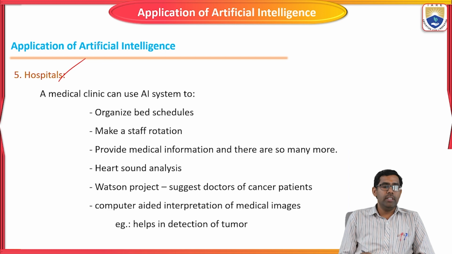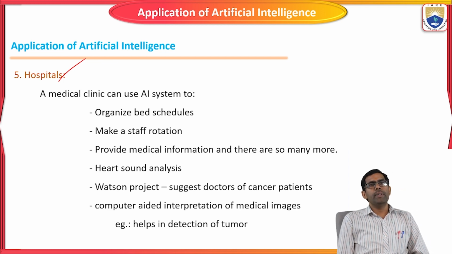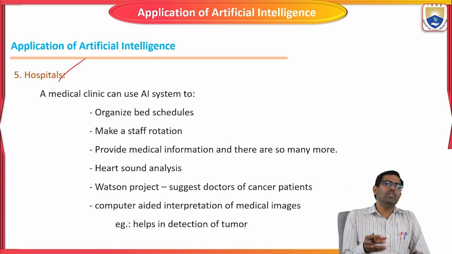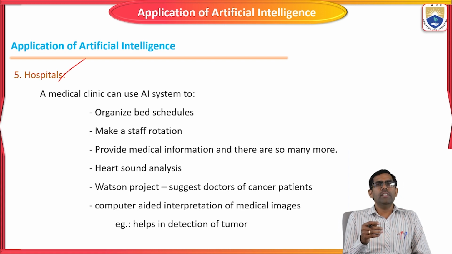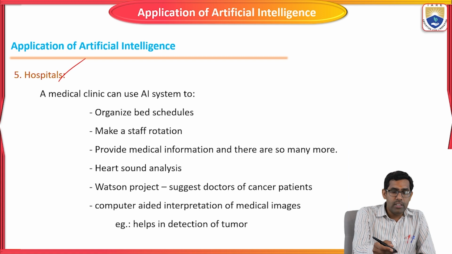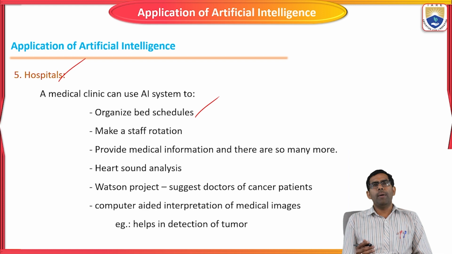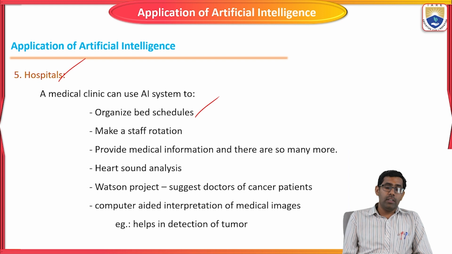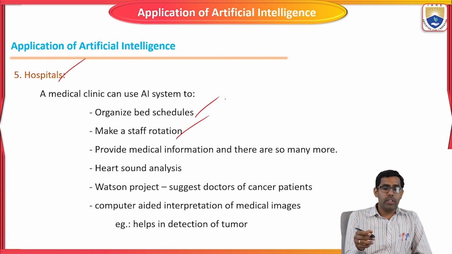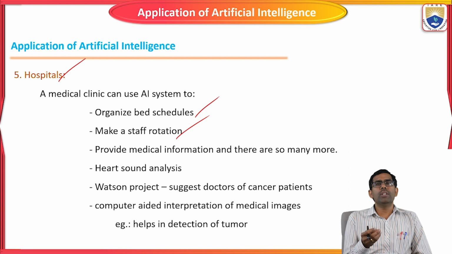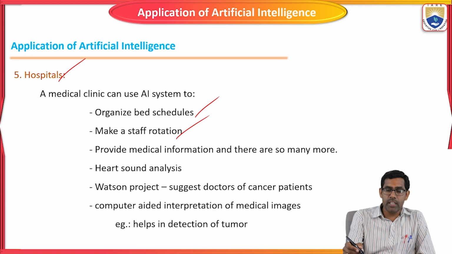Okay, the last application of artificial intelligence is hospital management. Nowadays in hospitals also they are using artificial intelligence concepts. How? It organizes the bed schedules. Based on the bed schedules, they shortlist the available beds for upcoming patients. They also make staff rotations; artificially they make the slots for all the staff rotations. Then it provides medical information, and there are so many more.